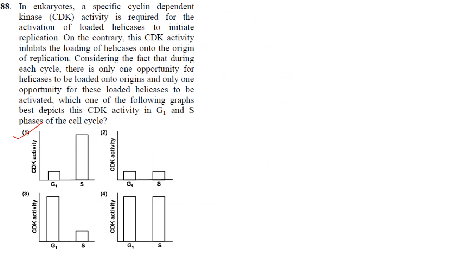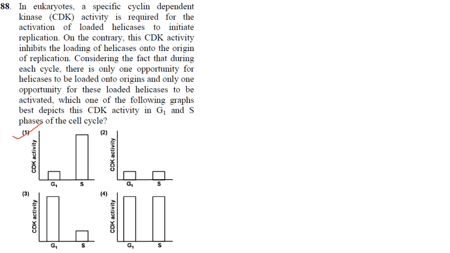In eukaryotes, a specific cyclin-dependent kinase activity is required for the activation of loaded helicases to initiate replication. On the contrary, this CDK activity inhibits the loading of helicases onto the origin of replication. Considering the fact that during each cycle there is only one opportunity for helicases to be loaded onto origins and only one opportunity for these loaded helicases to be activated, which one of the following graphs best depicts the CDK activity in G1 S phase of the cell cycle?